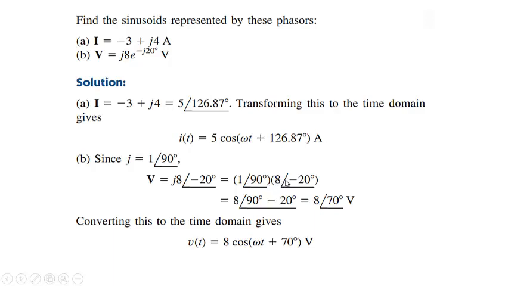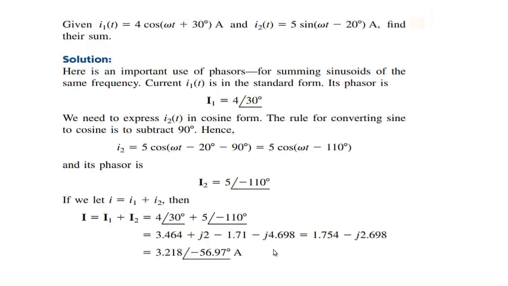are multiplied and angles are added or subtracted depending upon their sign. Since here they are of opposite sign, they have to be subtracted. It comes out to be equal to 8 angle of 70 degrees. So converting them into time domain, it comes out to be equal to 8 cos of omega t plus 70 degrees. So this is how these two can be done.